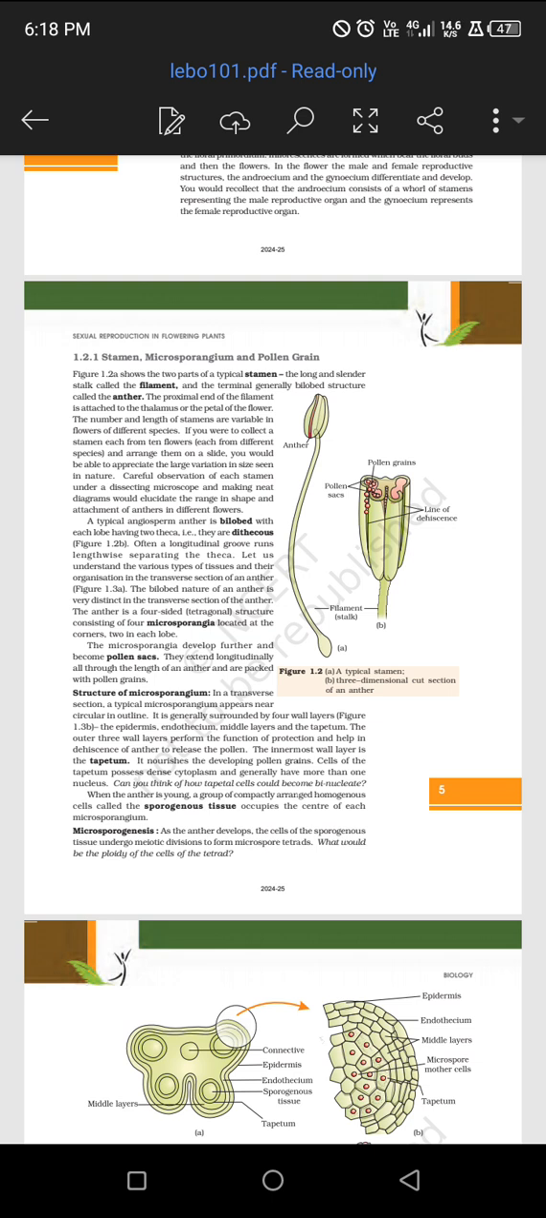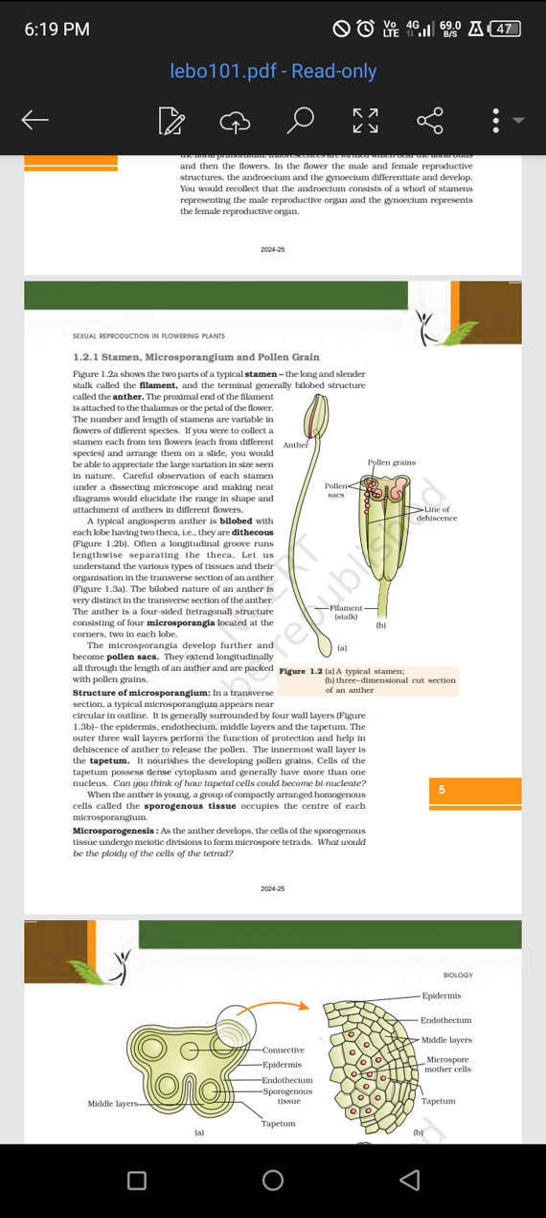It is generally surrounded by four layers: the epidermis, the endothecium, the middle layer, and the tapetum. The outer three wall layers perform the function of protection and help in dehiscence of the anther to release the pollen. So you need to remember the outer three wall layers, that is the epidermis, endothecium, and middle layer. It is also asked which layers and what is the function. Function is always asked. You need to remember that.